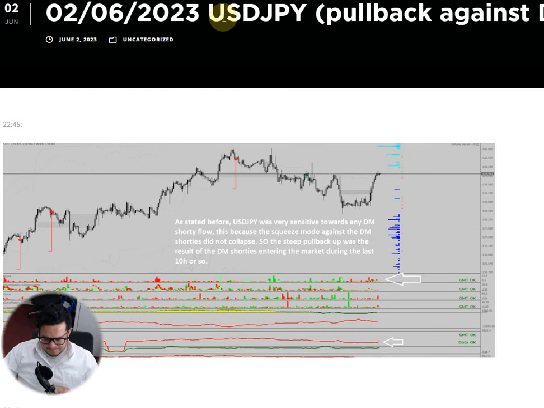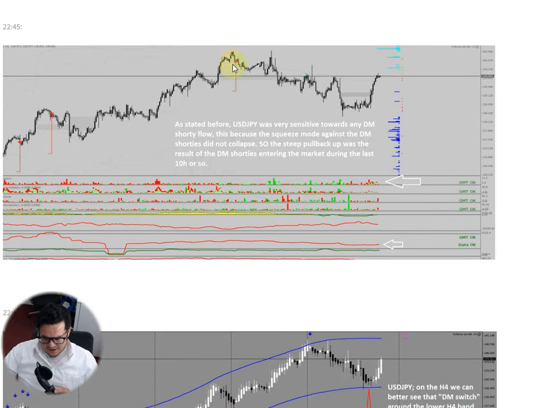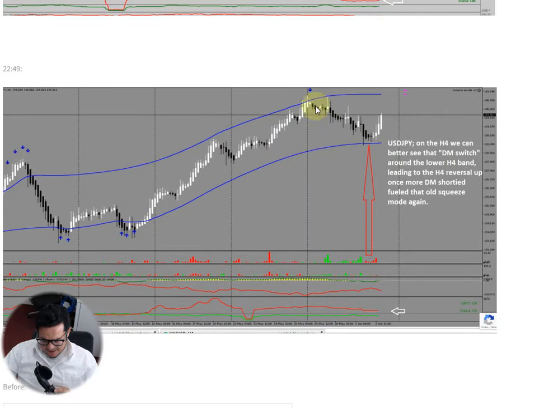Dollar yen, so it filled this option strike target. Then again, look, it goes to the lower of our band. Dumb money switch from longies to shorties. Okay, collapse in the squeeze line.